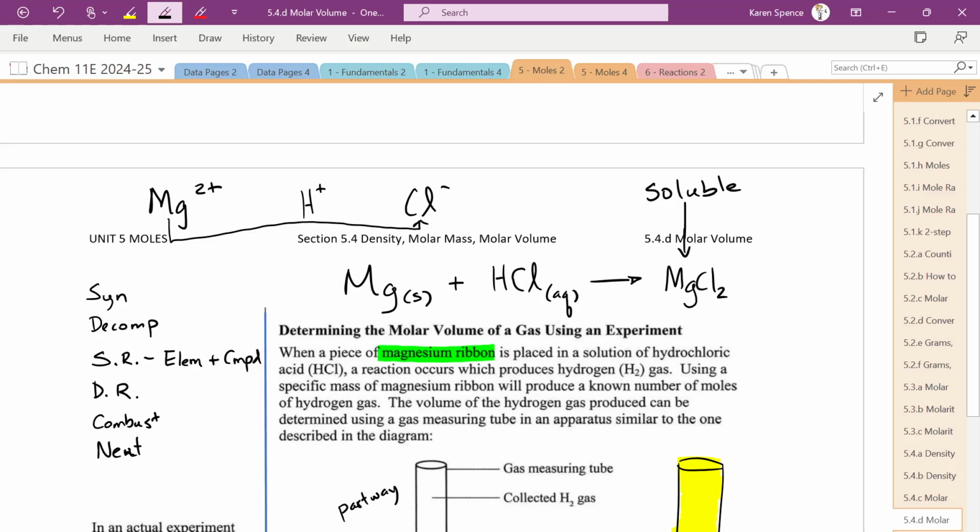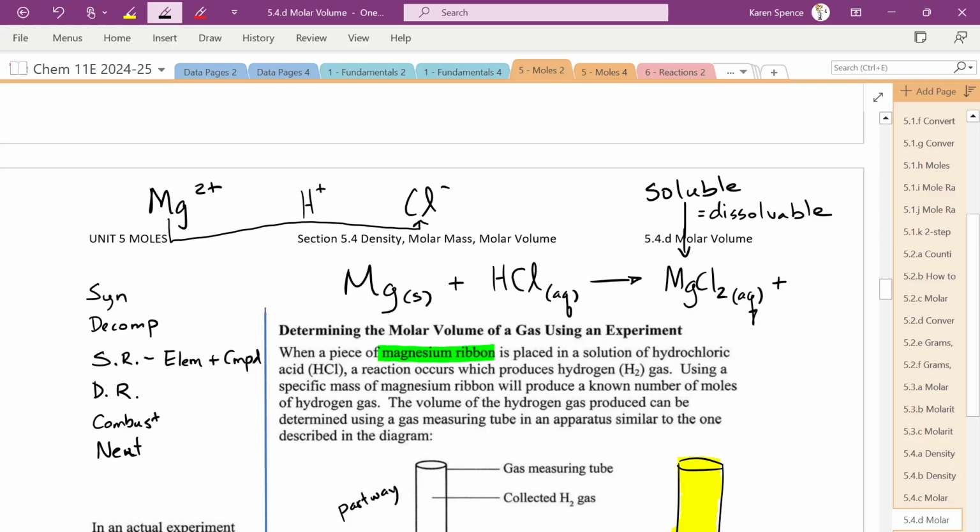Tell your partner what it means to be soluble. Soluble means dissolvable. So if MgCl2 is soluble, it is aqueous. And that leaves our other product.